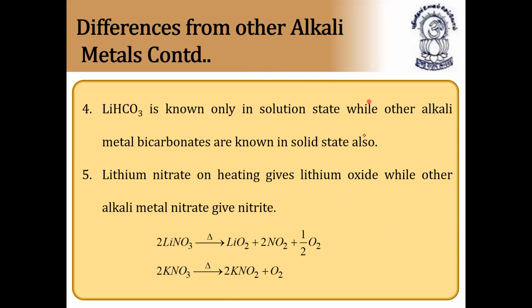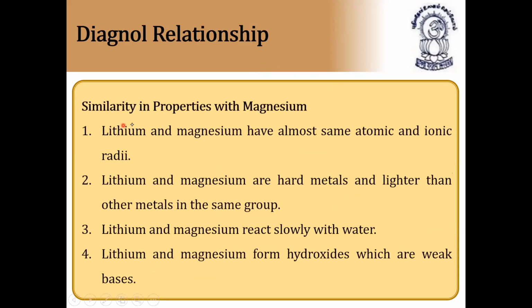Next, continuation. So let us see now the diagonal relationship of lithium, the similarity in properties with magnesium. Lithium and magnesium have almost the same atomic and ionic radii. Lithium and magnesium are hard metals and lighter than other metals in the same group. Lithium and magnesium react slowly with water. Lithium and magnesium form hydroxides which are weak bases.